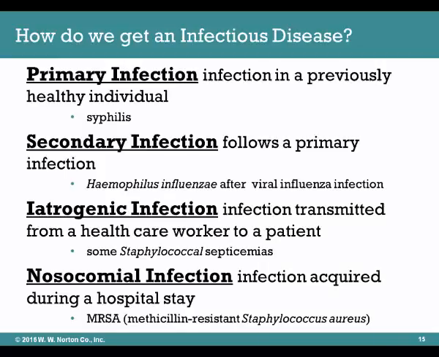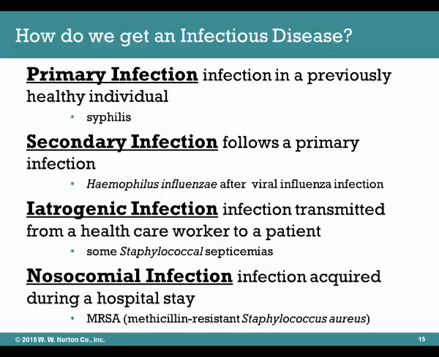So there are a variety of definitions for infectious disease. If we get a primary infection, that's an infection of a previously healthy person. A secondary infection is when we're already sick with something, and we get sick with another infection. And these are usually opportunistic pathogens that cause these secondary infections, because their virulence is not great enough to cause a primary infection.